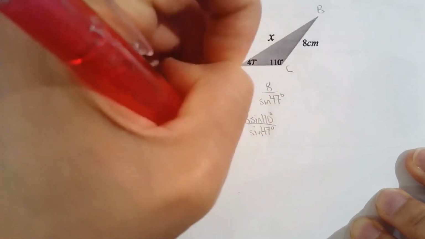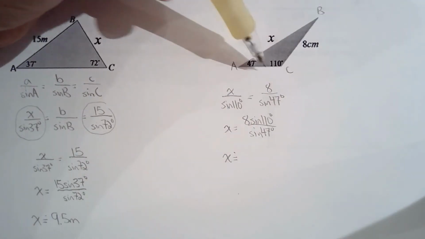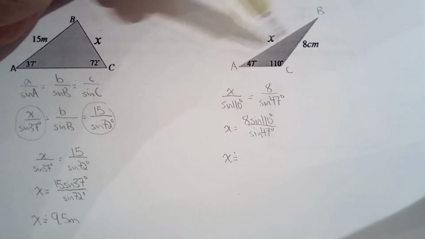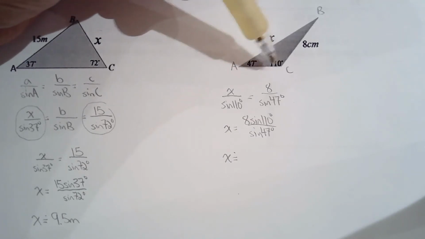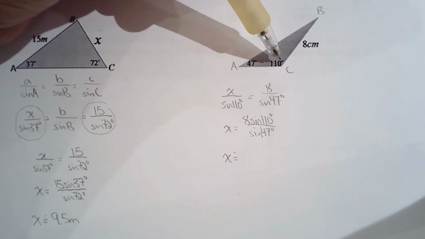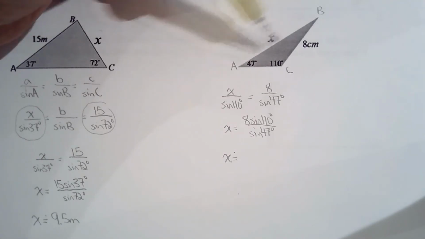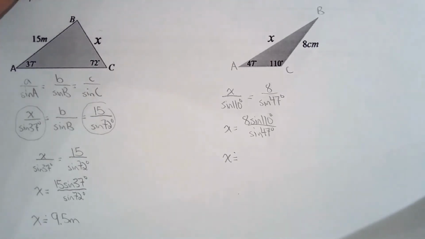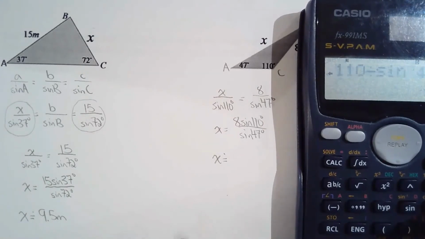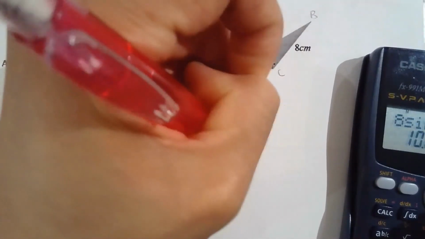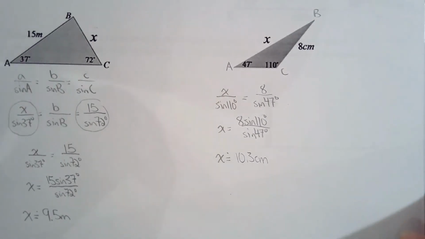Once again, we're going to build an expectation here. This answer is going to be greater than 8 centimeters because the angle opposite to side C, angle C, is 110 degrees. It's quite a bit larger than 47 degrees. So side C is going to be larger than 8 centimeters. So we're looking at about 10.3 centimeters. Perfect. Exactly what we thought it was going to be.